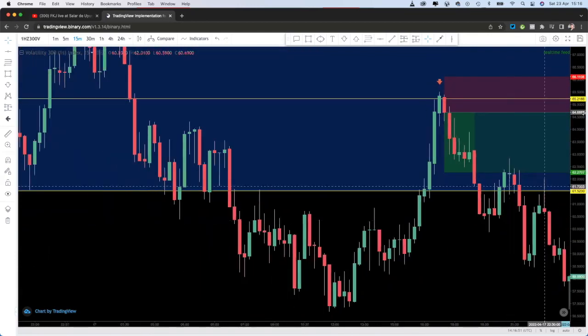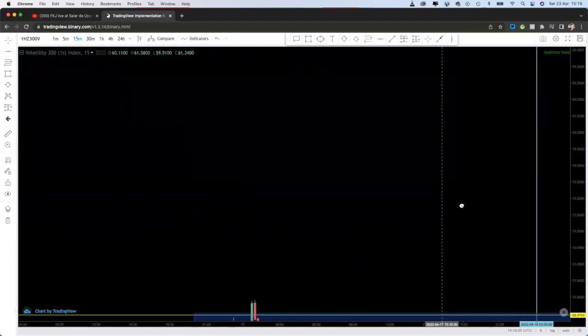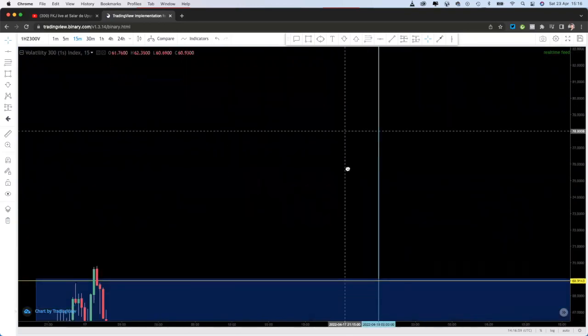Now for the target, what do we do? Remember, what number are we on now? Where is the text?